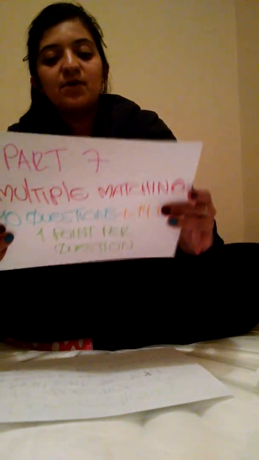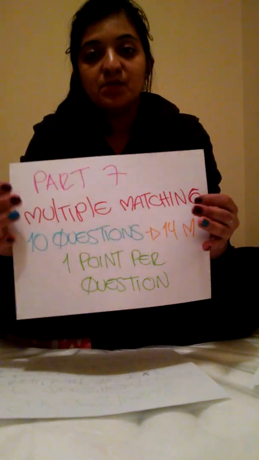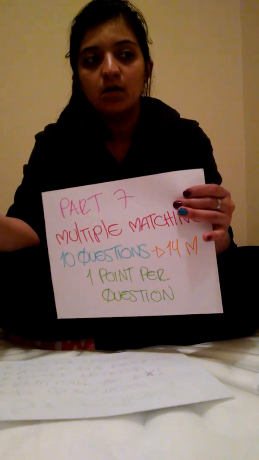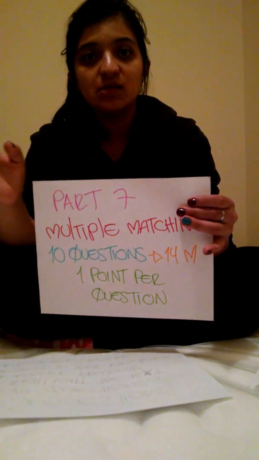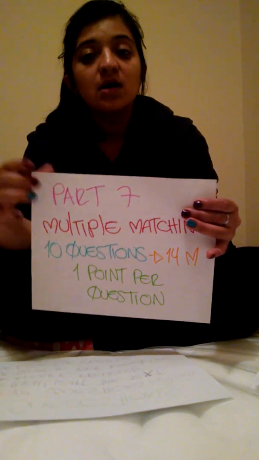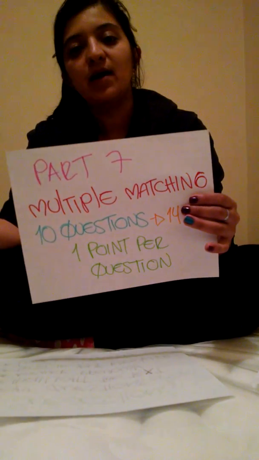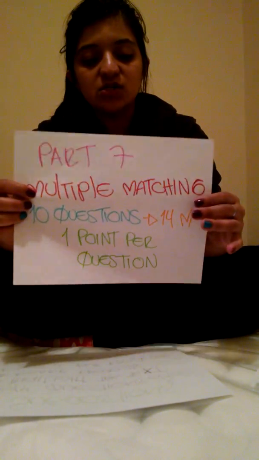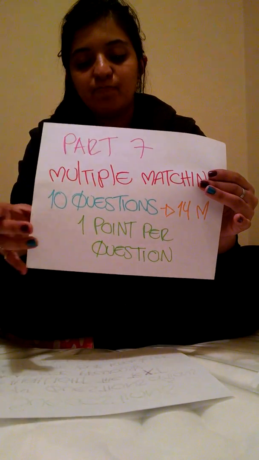And finally, we have Part 7, which is multiple matching. This part consists of some statements followed by a text or some short texts, and we have to connect each statement with a part of the text or the short texts. We have 10 questions for 14 minutes, and here we have 1 point per question, and that will be it.